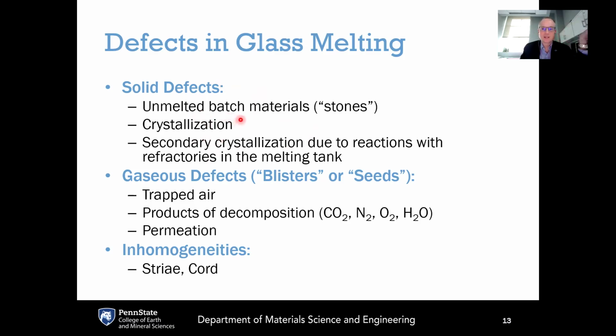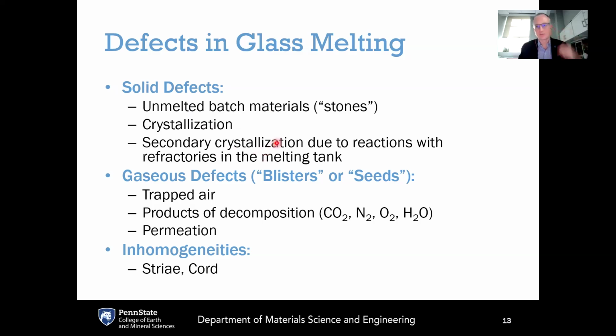If you see a solid defect in your glass, the first thing that you want to do is figure out what type of crystal it is. You could use X-ray diffraction to figure this out. If it is a batch stone, what this means is that you need to make sure that all of the batch materials spend enough time in the melter and that the melting temperatures are high enough. If it's primary crystallization, you need to make sure that it cools quickly enough to avoid this type of crystallization. If it is secondary crystallization, then you probably want to lower the temperatures to reduce the interaction between the molten glass and the refractory material.